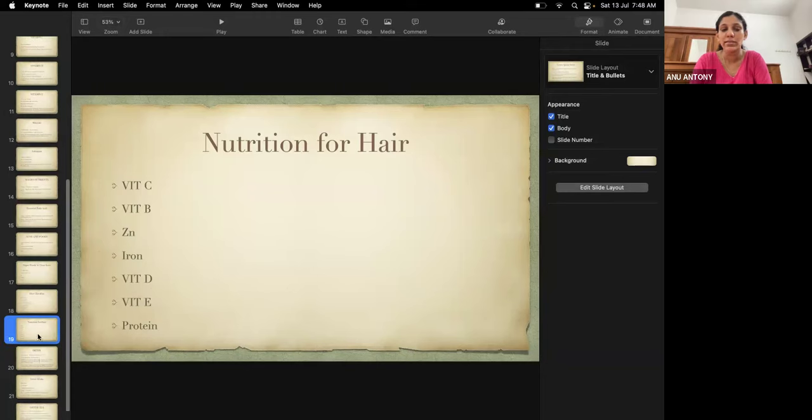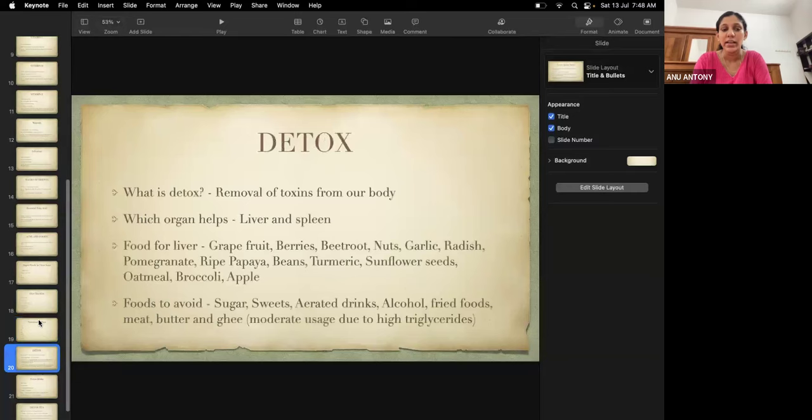So these are the basics of nutrition of hair and skin. Now, coming to detox. Nowadays, detox is a very good trend. Detox drinks are there, like beetroot juice, ABC juice and all. But whether it is needed for your body, you should understand. So before that, you should understand what is detox. Detox is removal of toxins from our body.